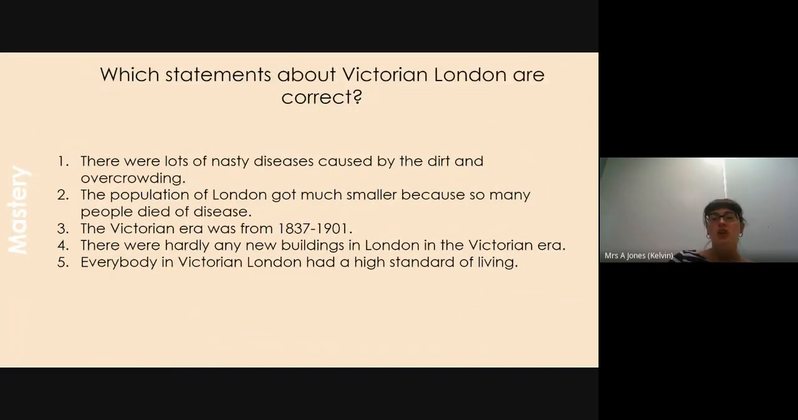Okay, let's test your knowledge again then. So this time I would like you to put your hands in the air. Okay, so there are 5 options here. And I would like you to tell me which statements about Victorian London are correct. So for example, if you think it's number 2, I'd like you to raise 2 fingers. If you think it's number 4, 4 fingers. If you think it's more than one of the answers, you could put 2 hands up, so 2 and 5.